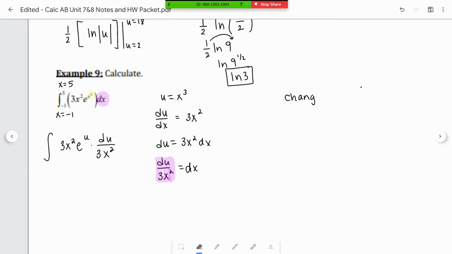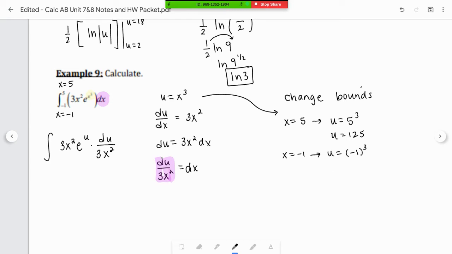Changing the bounds. Again, remember that we have the equation that we're going to use to help us change those bounds right here. Our u is equal to x cubed. So my x's that I have as my bounds are x equals 5 and x equals -1. So if u is equal to x to the third, then u is equal to 5 to the third, which would be 125. And then for our other bound, that would be -1 to the third, which is -1. So my bounds here are going from u is -1 to u is 125.